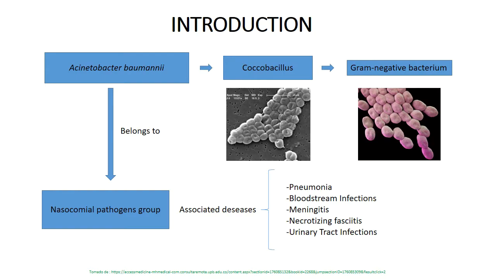First we need to talk a little bit about Acinetobacter. This microorganism is a coccobacillus gram-negative bacteria. It belongs to the nosocomial pathogens group, which means it is a bacteria that you can find and get infected with in a hospital or other healthcare facility. Of course, it only happens when there is unwise management of the environment. Also, this bacteria is associated with diseases like pneumonia, bloodstream infections, meningitis, necrotizing fasciitis, and urinary tract infections.